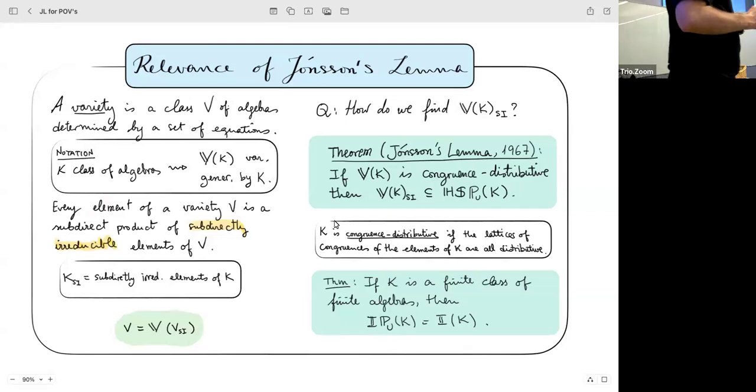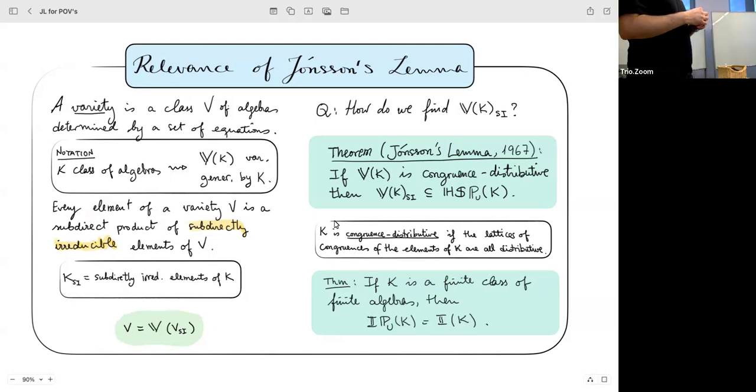So is the two-element algebra the only subdirectly irreducible? Exactly. Only the two-element algebra is subdirectly irreducible. Yes. So you get a very nice result.